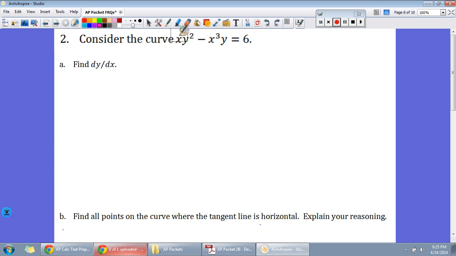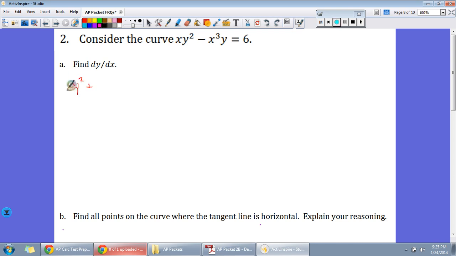When you have multiple variables, x and y's, you need to use implicit differentiation when you're finding the derivative. And therefore, when you take the derivative of your variables other than the one that's in the denominator dx, you need to have a dy/dx. So, the first part we need to use product rule.